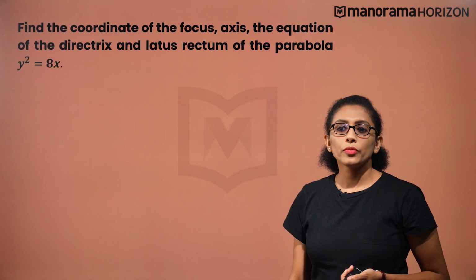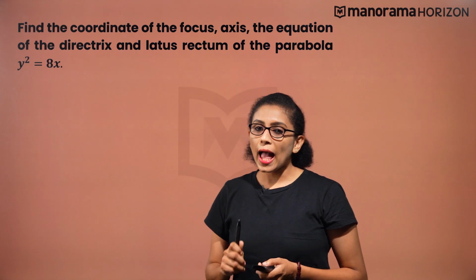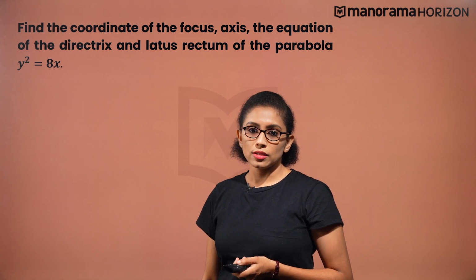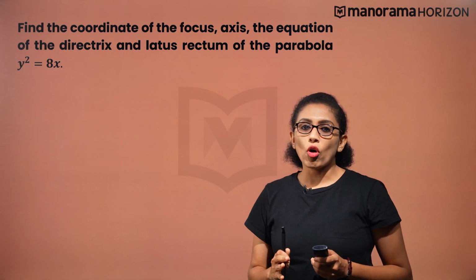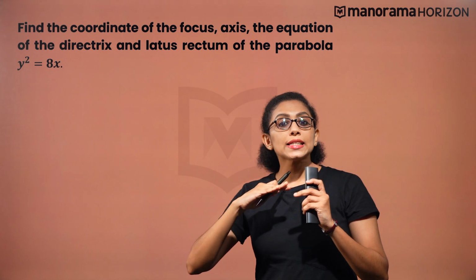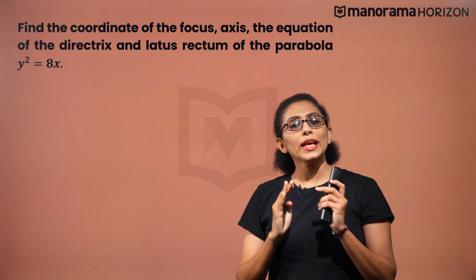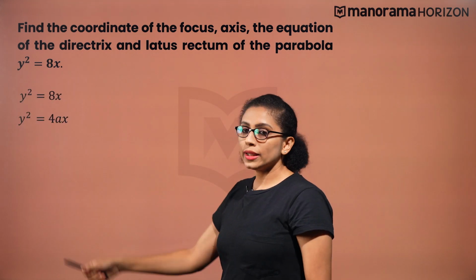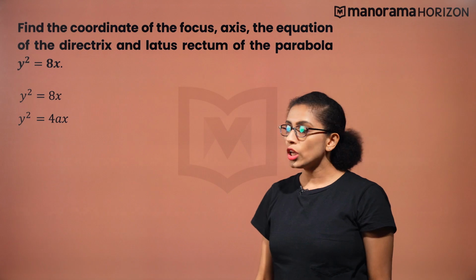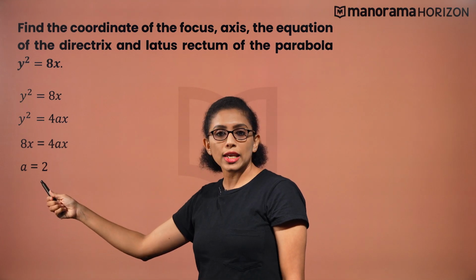Let's see one example. Find the coordinates of the focus, the axis, the equation of the directrix and the latus rectum of the parabola y² = 8x. Here the given equation involves a y² term. So, we can understand that the axis of symmetry is along the x-axis and the coefficient of x is positive. So, the parabola opens to the right. Now, comparing the equation y² = 8x with the standard equation y² = 4ax, we can write 8x = 4ax. From this, we get the value of a, that is a = 2.